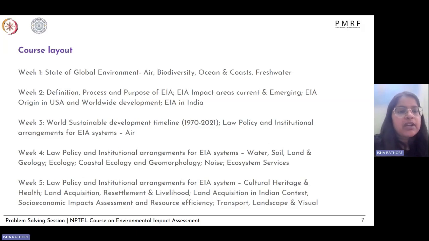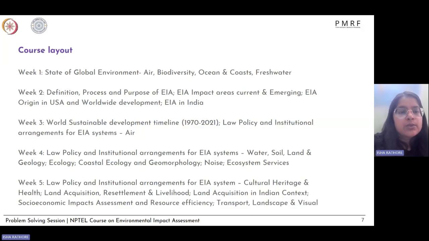Then in week two, we looked at the definition, process, and purpose of EIA from different sources. Then we looked at EIA impact areas, current and emerging. Two modules were discussed in the EIA impact areas, current and emerging. And we then looked at EIA origin in the USA and worldwide development, as well as EIA in India. So how EIA has emerged, based on what events this was triggered in the US as well as in India. We saw that in week two.